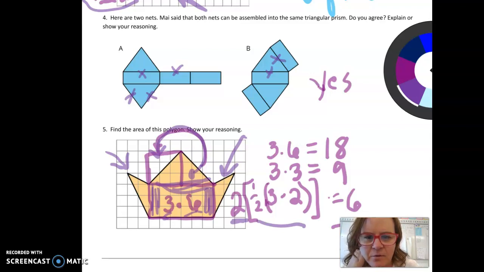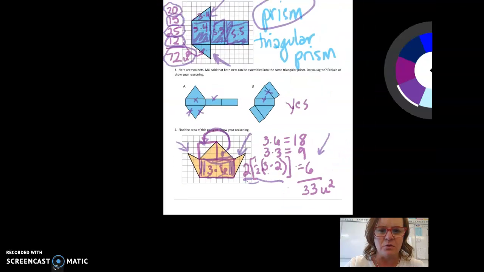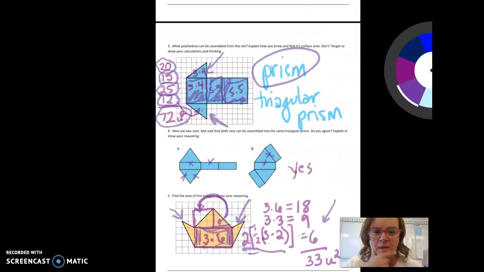So I've got 2 groups of, that should look like a triangle to you, right? 1/2 base times height, so 1/2, 3 times 2. Well, 2 groups of a half is 1, times 3 times 2 is 6. And so my grand total, 18 plus 9 plus 6, is 33 units squared. All right, and that's it for number 5. That was a quick one.